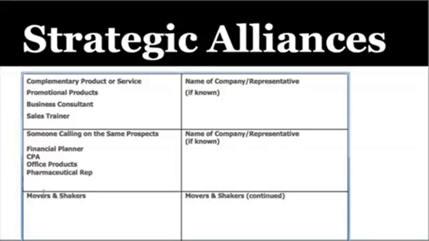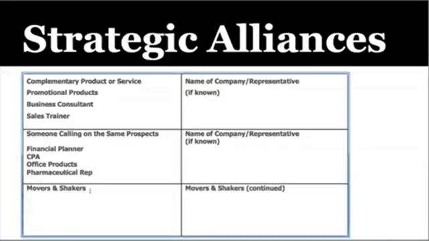Now, the last category we have here is movers and shakers. And those are people that are in the community that people look up to. A lot of times movers and shakers may be ambassadors at the local chamber. It could be someone who is the head of a certain organization.